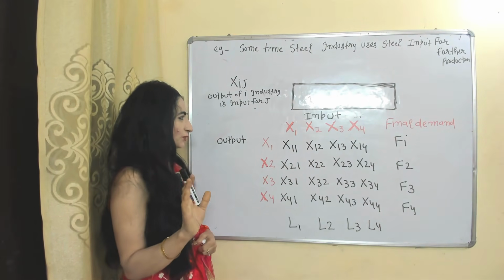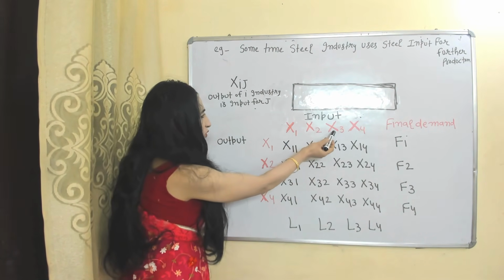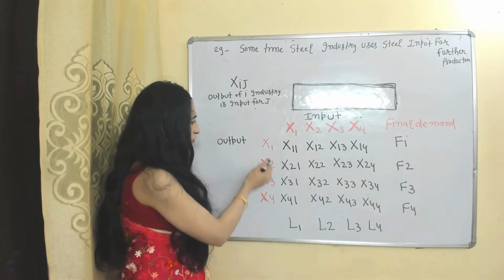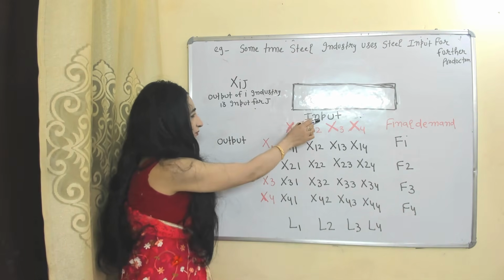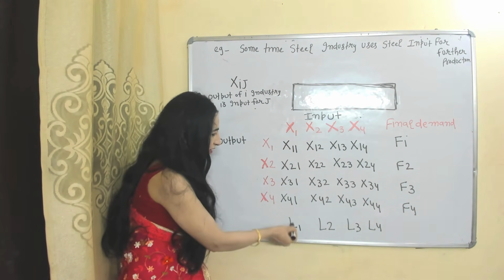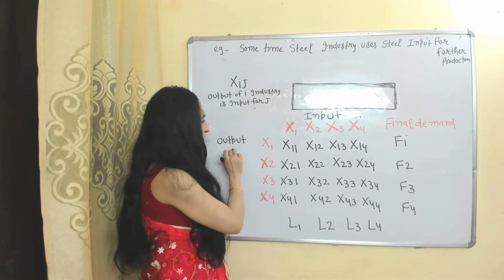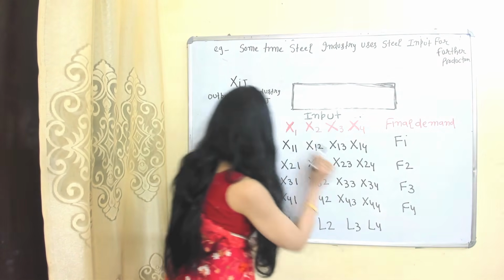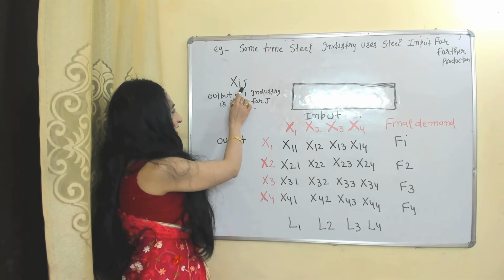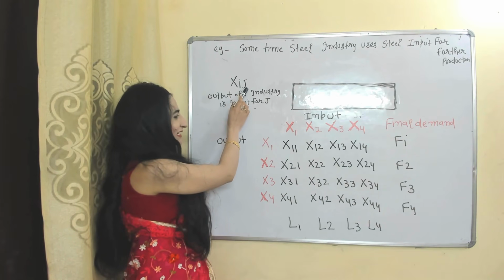Now here is the input-output table. Here we have four industries: X1, X2, X3, X4. Here it is also written X1, X2, X3 and X4. Here "input" is written because these columns represent the inputs of industries. Here "output" is written because this row represents the total output of an industry. Xij means the output of industry I is an input for industry J.